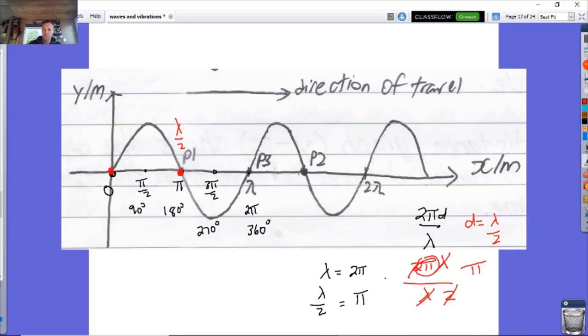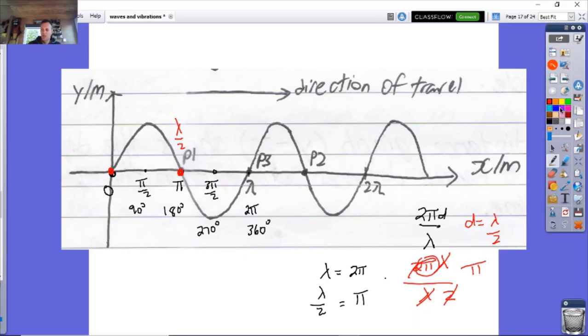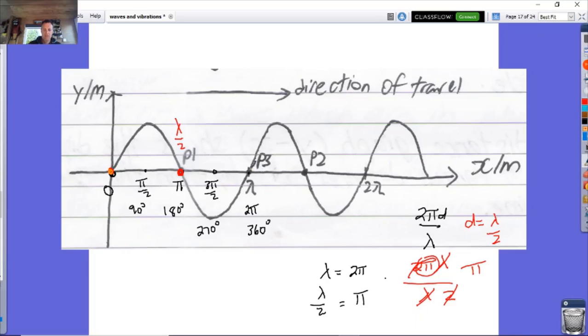I can do another one, going to this one here, where I've got this one starting here and want a phase difference to a complete cycle, and that's going to be a complete wavelength. So again, you go back to your 2 pi d over lambda. I'm now going to say d is equal to lambda. Therefore, that's going to be 2 pi lambda over lambda. They cancel out, the path difference. So the phase difference is going to be 2 pi.